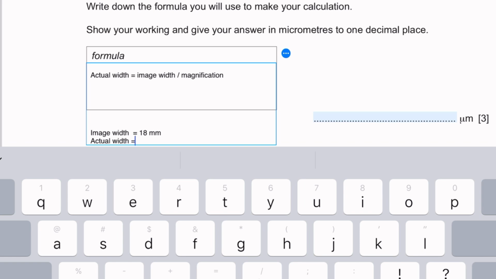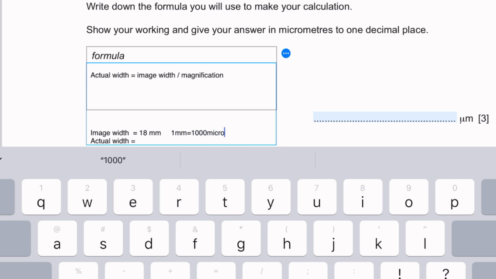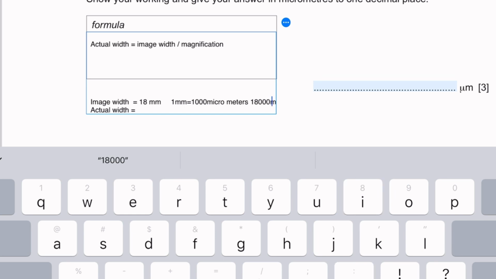So how do you go from millimeters to micrometers? Well, you need to convert the image width from millimeters to micrometers. And remember that 1 millimeter is actually equal to 1,000 micrometers. So we need to multiply by 1,000. So we have here 18,000 micrometers. Okay, you guys get the point? Because this is a small thing, you need to write down the units next to your final answer.